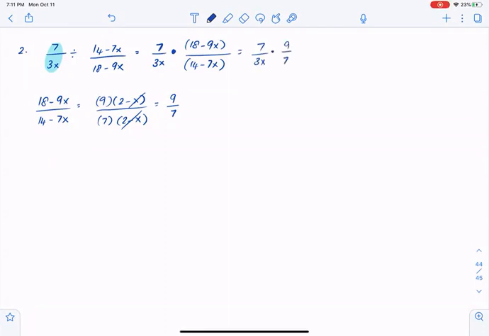So we have 7 over 3x multiplied by 9 over 7. The 7's will get cancelled. The 3 and the 9 would get cancelled. So we have 3 over x.